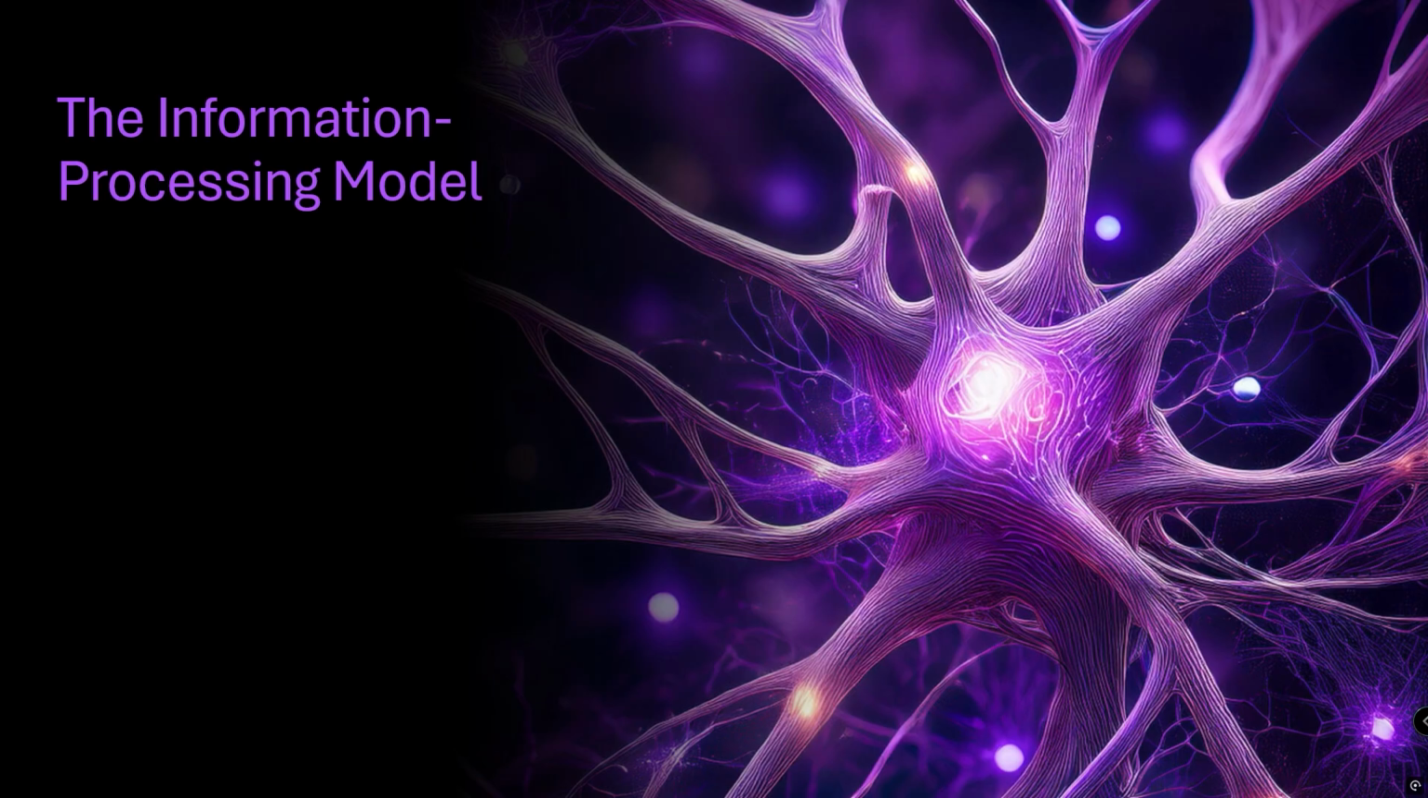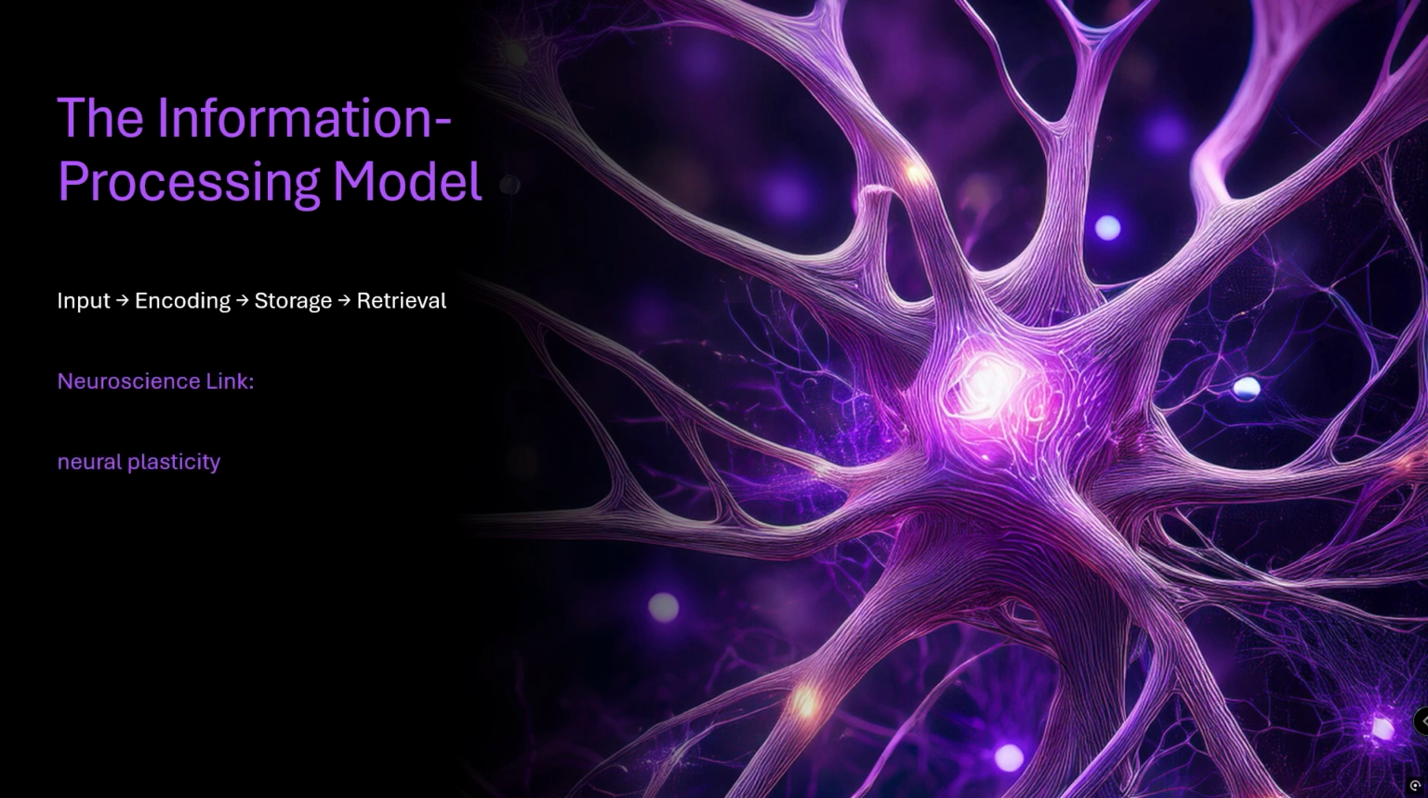The information processing model. So what does this look like? In essence, it's input, encoding, storage, and retrieval. Very similar to memory models that we've looked at previously.